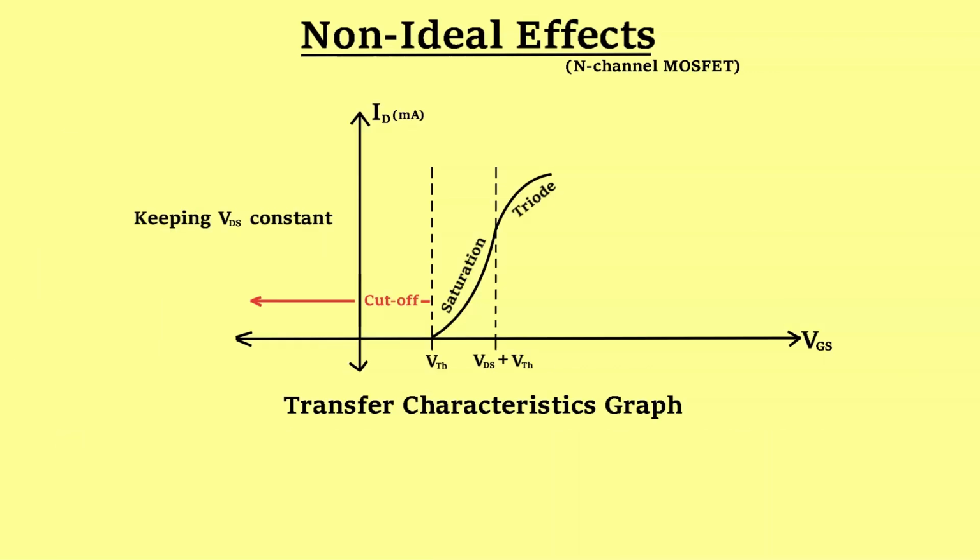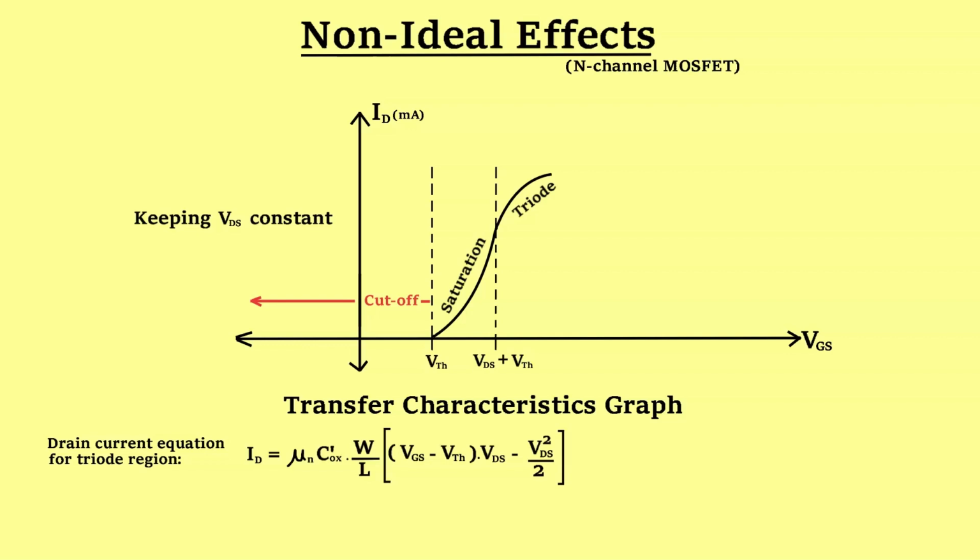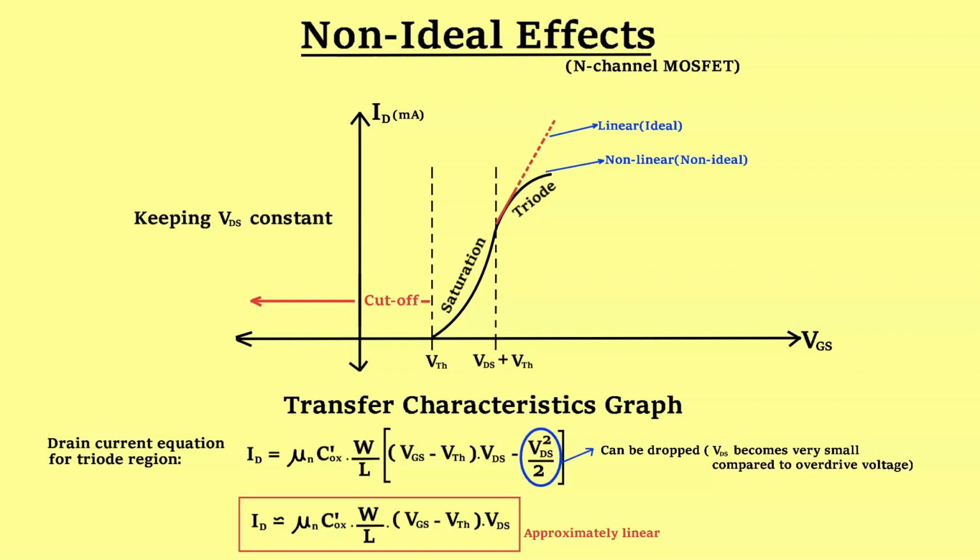Now observe the transfer characteristics graph of an N-channel MOSFET. Focus particularly on the triode region. We know the equation of drain current. If we assume the drain to source voltage to be very small, then we can drop this term such that the drain current becomes approximately linear with gate to source voltage. From this relation, we can say the curve in the triode region should ideally move in a linear fashion, but practically this is not the case. The current begins to saturate, and this occurs because of saturation in drift velocity.